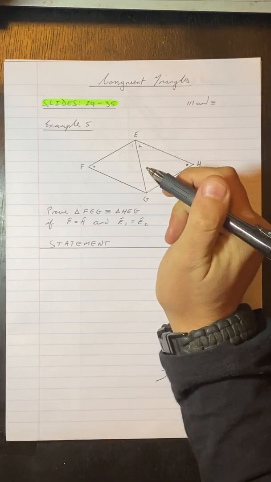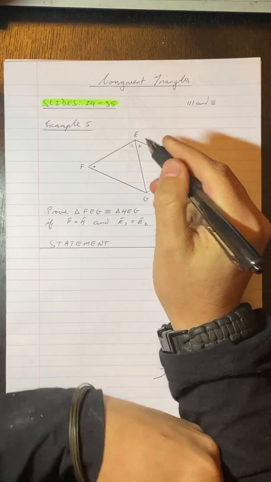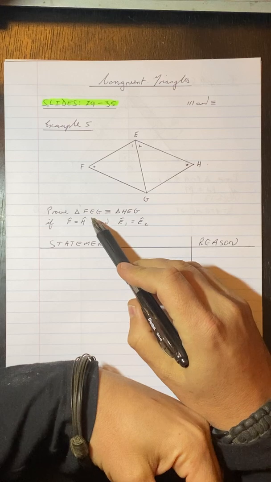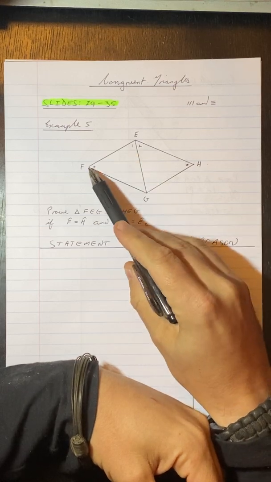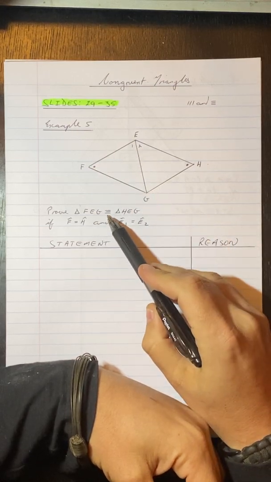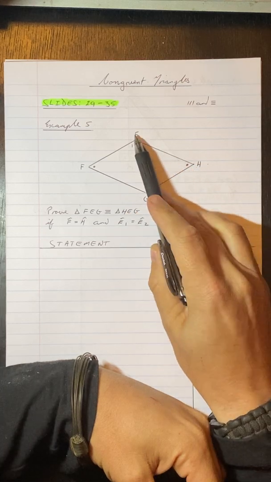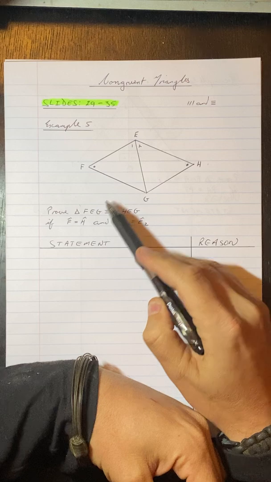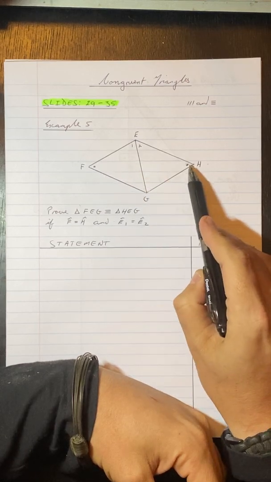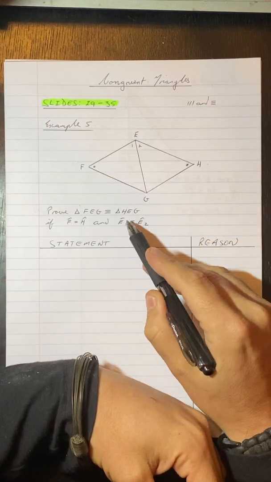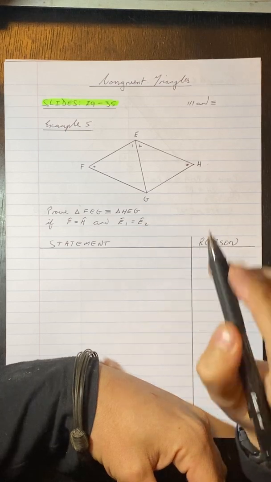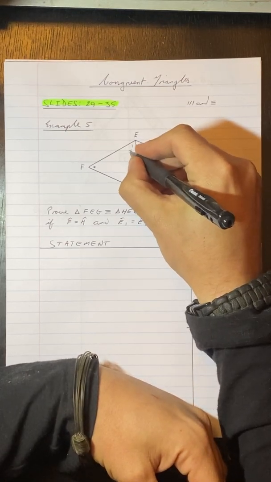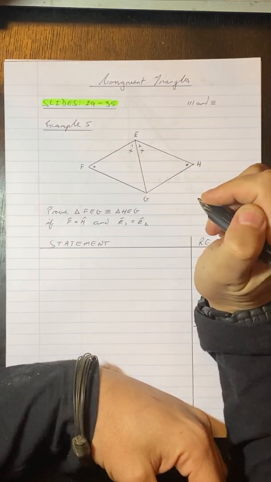So first of all, example 5 is saying we have to prove that triangle FEG is congruent to triangle HEG if angle F is equal to angle H, so that's noted there with those two little dots, and E1 is equal to E2. So this angle equals this angle there.